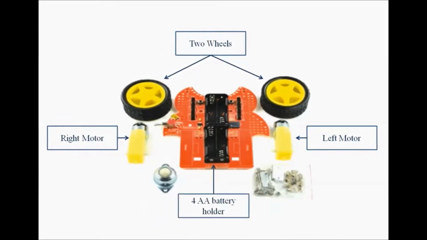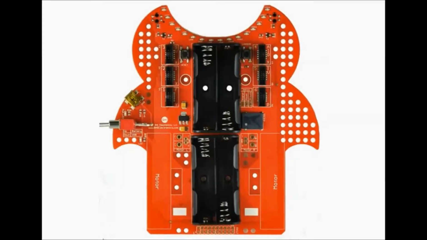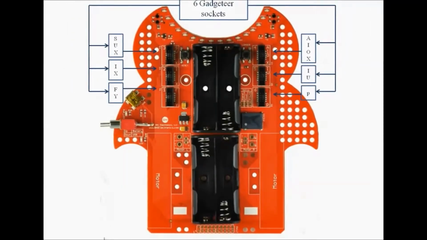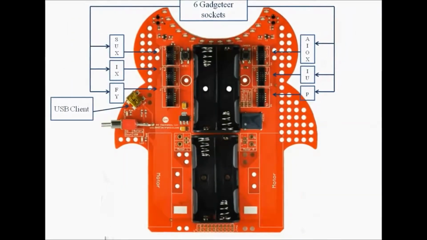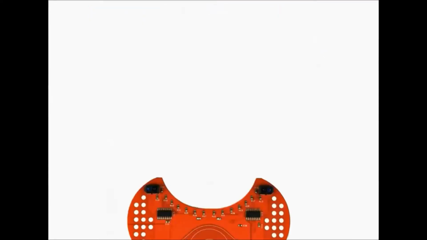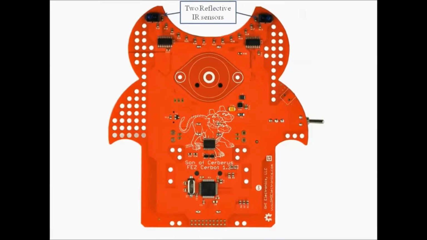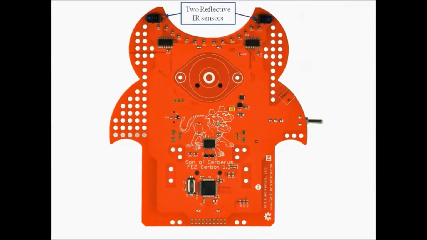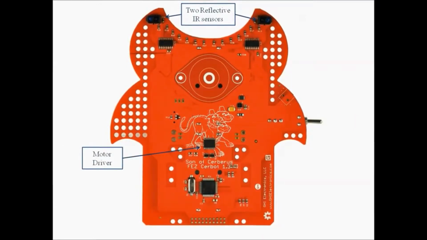4 AA battery holder. 6 gadgeteer sockets to connect modules with the robot. 1 USB client to connect to computer. And power source switch. 2 reflective sensors. 168 MHz 32-bit processor. 300 kilobytes flash memory.